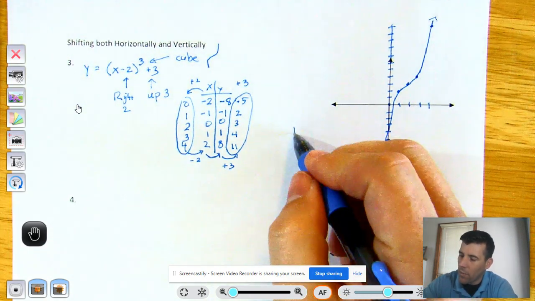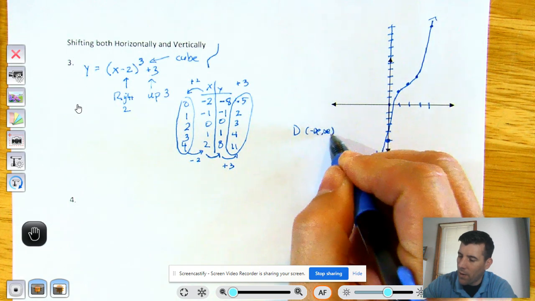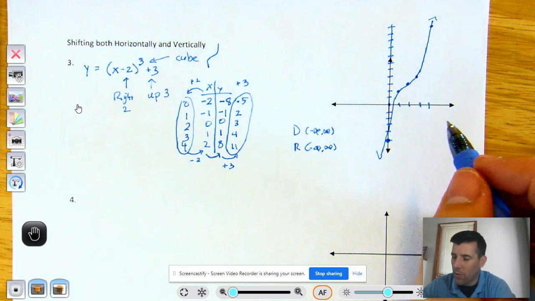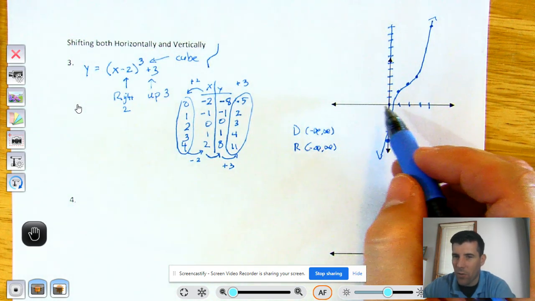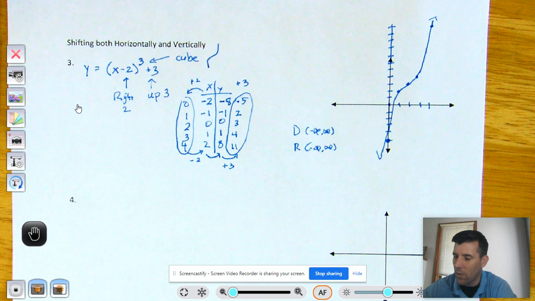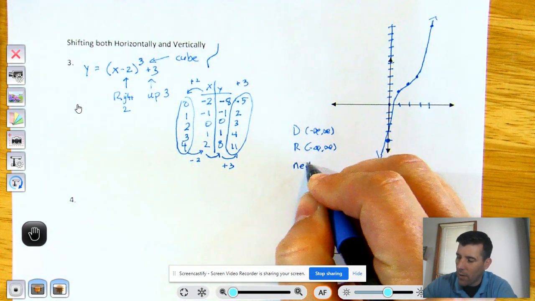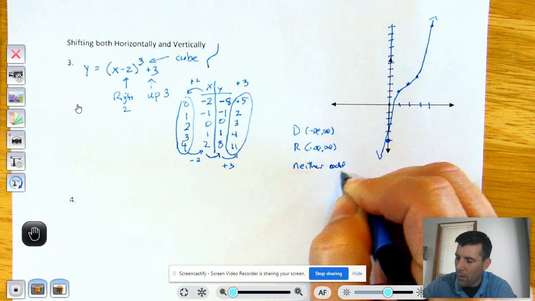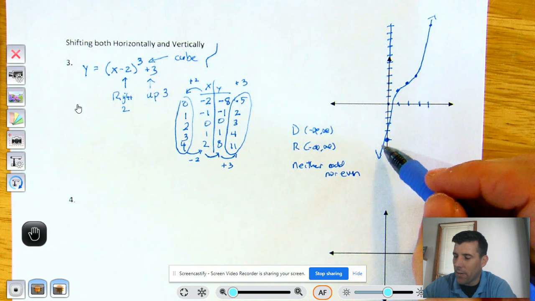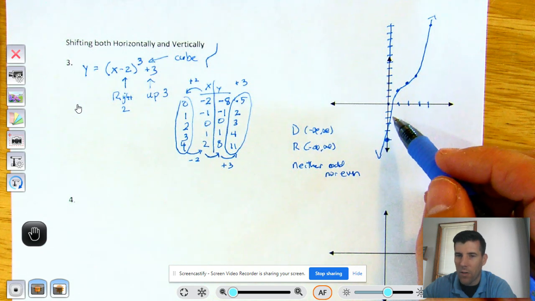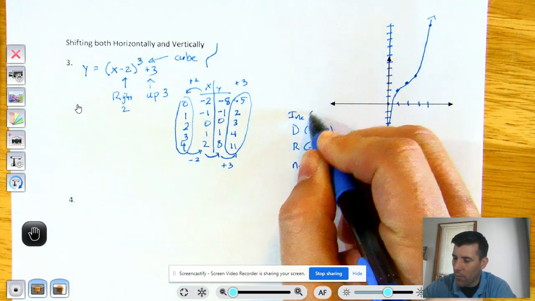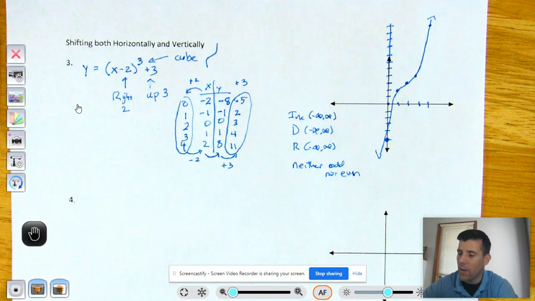We've got all the real numbers for our domain and our range. This is usually an odd function, but notice that it's not symmetric to the x-axis, the y-axis, or the origin because of where it's been shifted. So we would say, again, neither odd nor even. And then think about it. Are the values of the function increasing or decreasing as I move to the right? They are increasing from negative infinity to positive infinity over the whole domain.